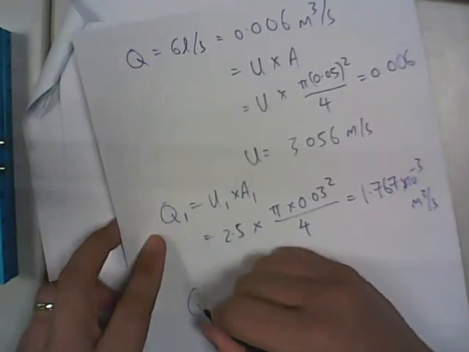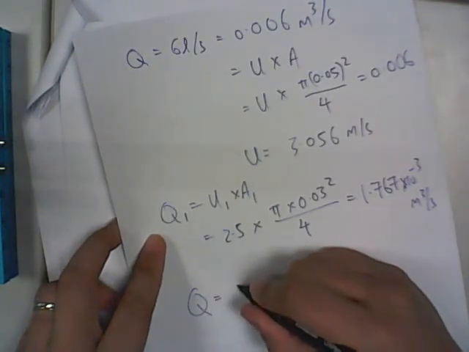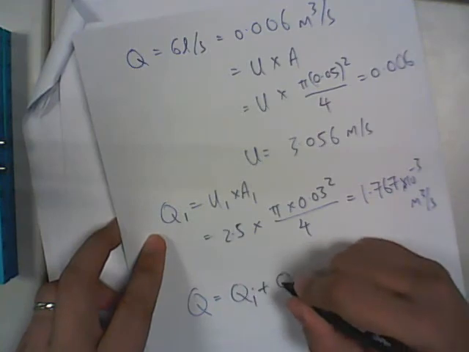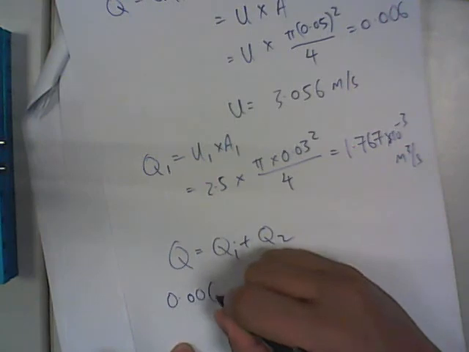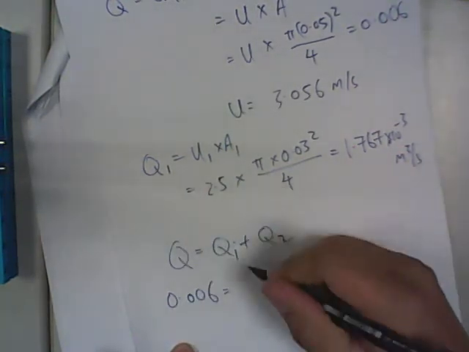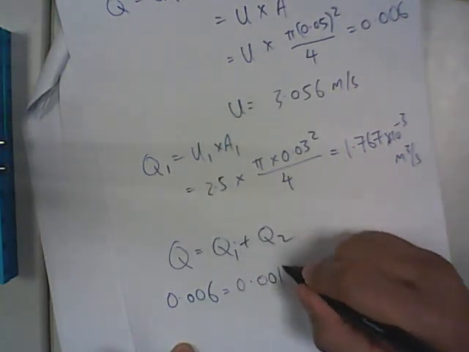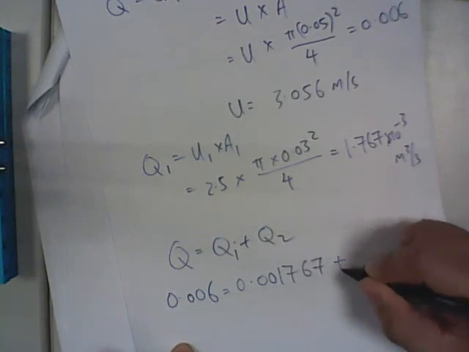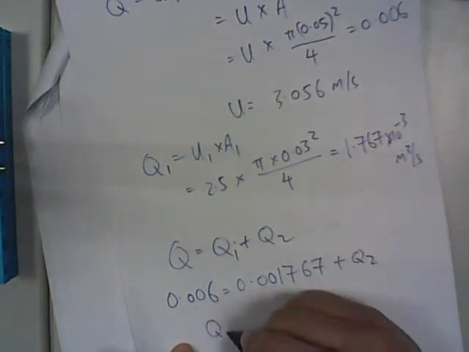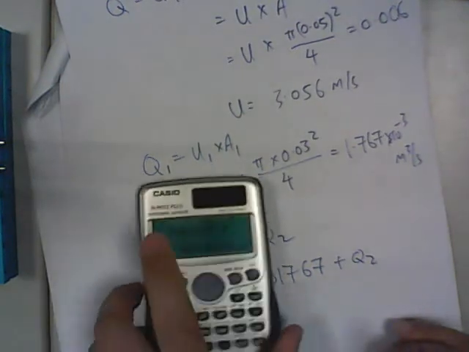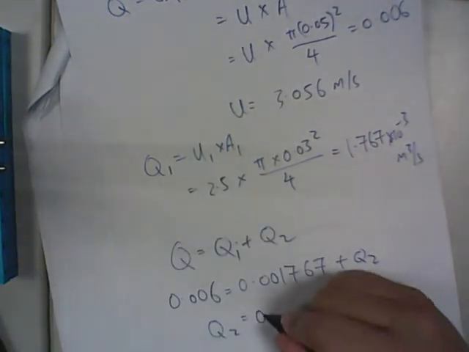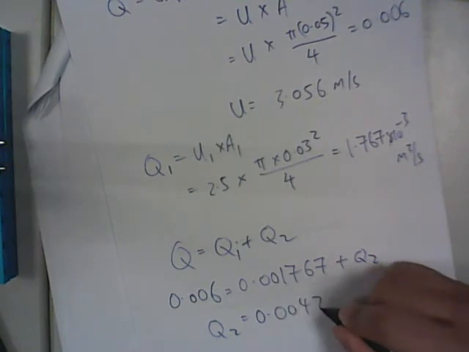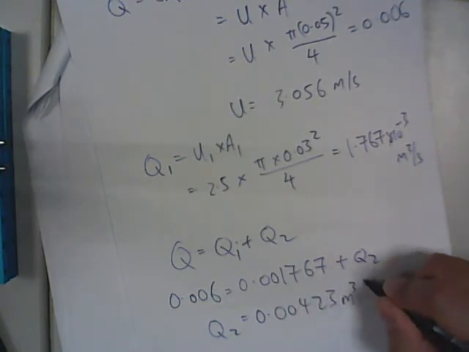So pipe 2. Q is Q1 plus Q2 according to the continuity equation. 0.006 equals Q1, which is 0.001767, plus Q2. So Q2 is simply 0.00423 meter cube per second.